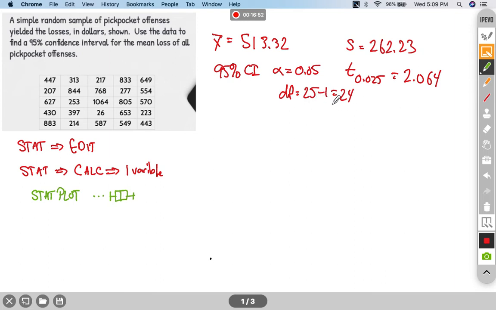So once I have this, I'm going to take, again, x bar plus or minus. We'll just go x bar minus t of alpha over 2 times standard deviation over the square root of n, and plus.